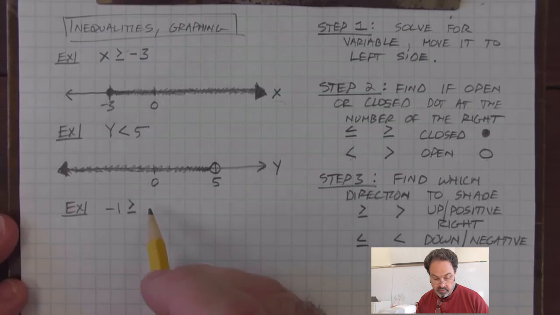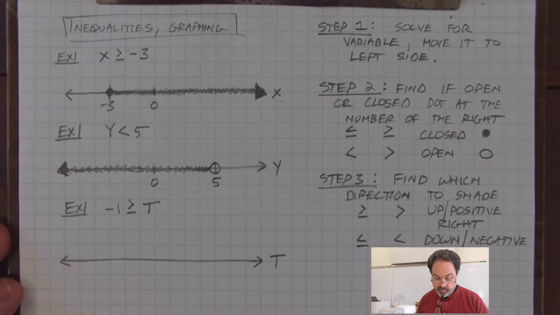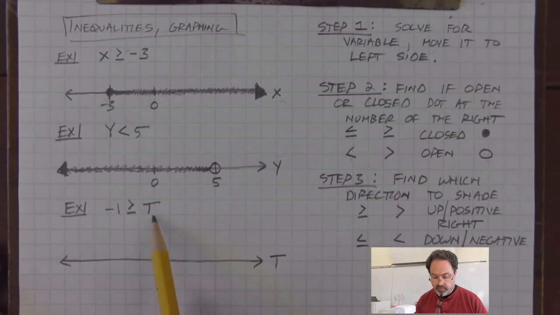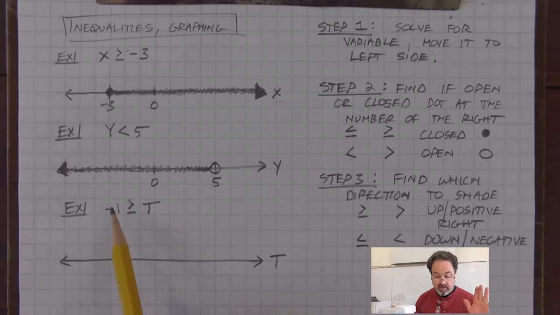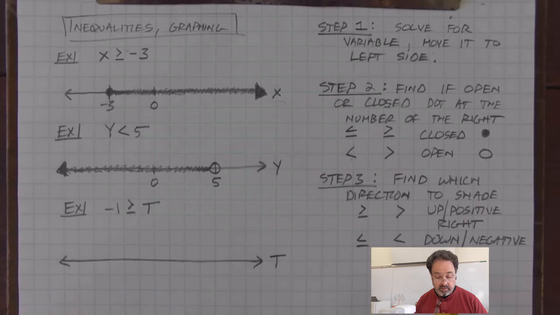-1 is greater than and equal to t. We're going to have a number line. It will be the solutions for all values t that we can find. Step number 1, solve for the variable, move it to the left side. Well, the variable is alone and positive, but it's not on the left. Because it's not on the left, we might be confused with this symbol because we're going to read this symbol as greater than and equal to. But if the variable is not on the left, so we can see it as t is greater than or equal to, then we won't be able to do steps 2 and 3 correctly.